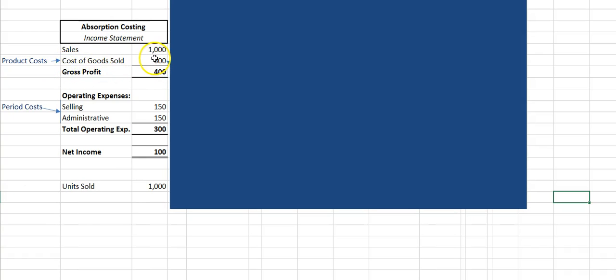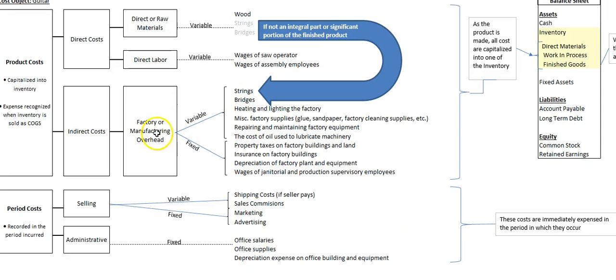Let's go back to the cost chart. You can see that direct materials is variable. You can see that direct labor is variable. But factory overhead has both a variable and a fixed component. You also have a variable and a fixed component in the period cost, selling and administrative. The variable in the period cost, selling, I have two examples here. There could be others: shipping and sales commission.